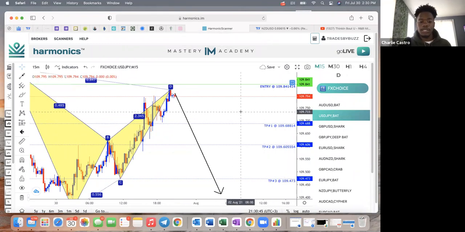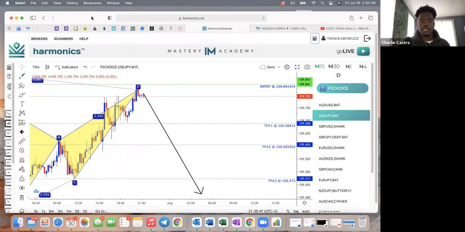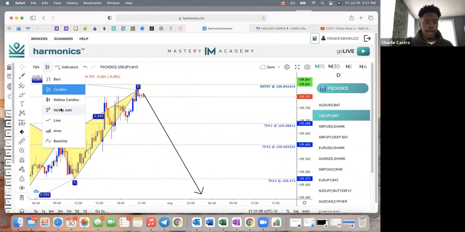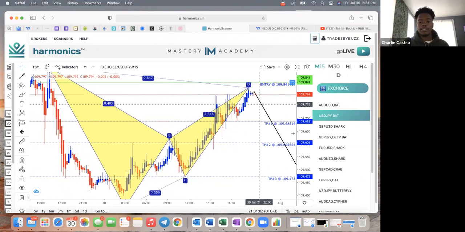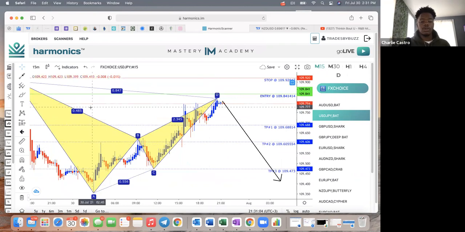So the few steps to taking this to the next level: the very first thing you want to do is change the candlesticks. You can change the candlesticks here. There's a candle icon right next to the 15-minute. You want to change it to Heikin-Ashi candles. I'm going to break down what these candles mean and why they're so important. So that's the first thing, changing the candlesticks to Heikin-Ashi candles.